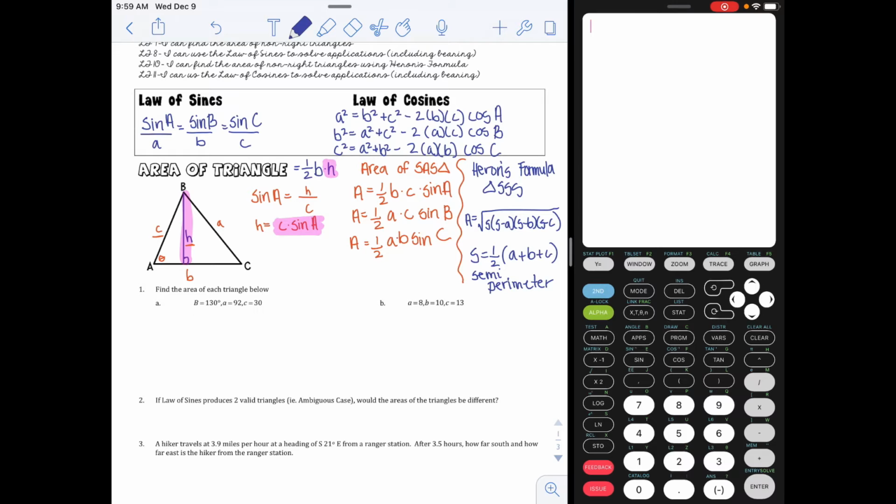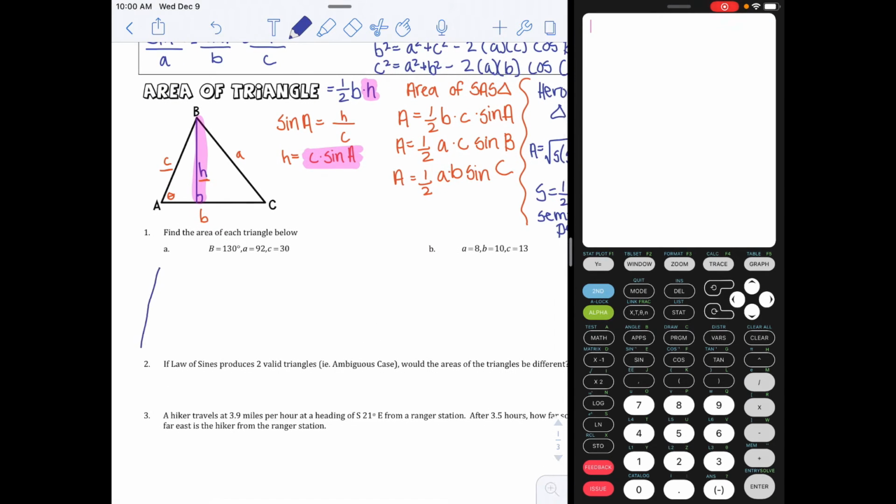All right, let's see solving these area ones. So diagram goes out first. And we have A, B, and C. Angle B is 130. Side A is 92. Side C is 30. And it looks like I have an SAS, right? So we are going to use the first SAS ones, the orange equations. And it looks like I have angle B.